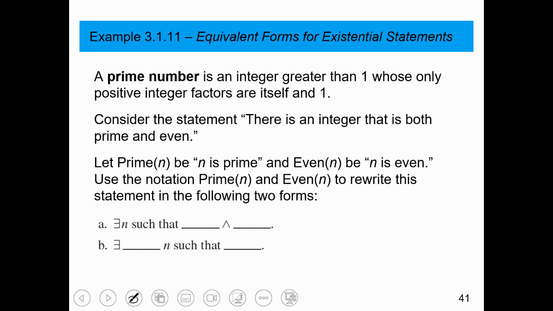and there exists blank n such that blank. Again, using prime of n, remember what prime of n means. It means that n is prime. And even of n, which means n is even. See if you can plug those properly into these sentences. Let's check it out.